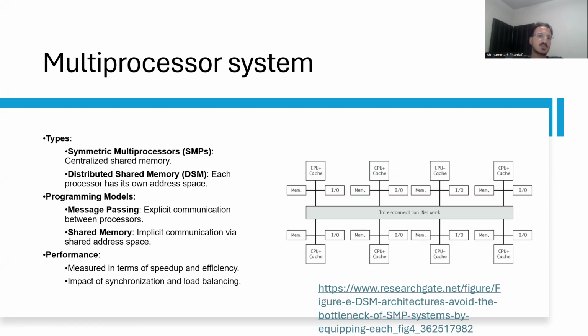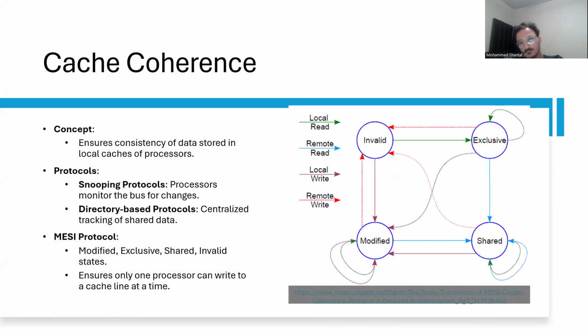Some key things that we need to talk about in terms of performance of the multiprocessor system is that it is measured in terms of speedup and efficiency, and it also impacts synchronization and load balancing, and sometimes it can be good for the system, and how different types of those multiprocessors can have an effect on the system.